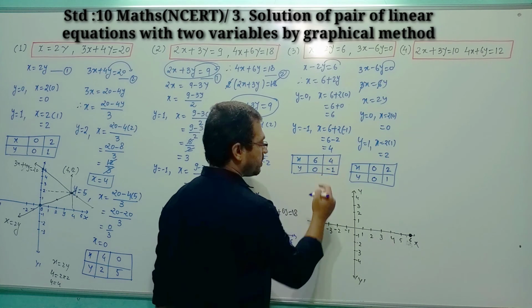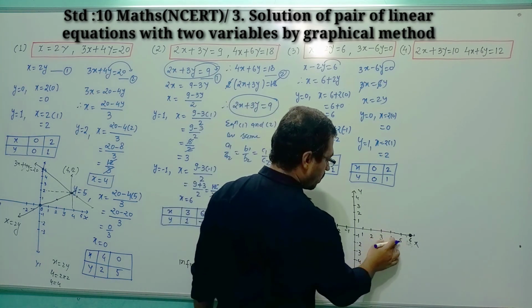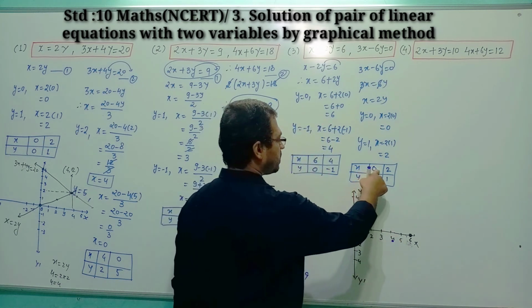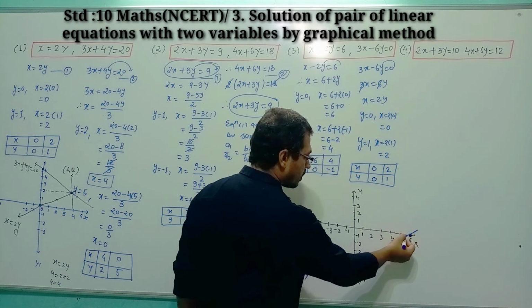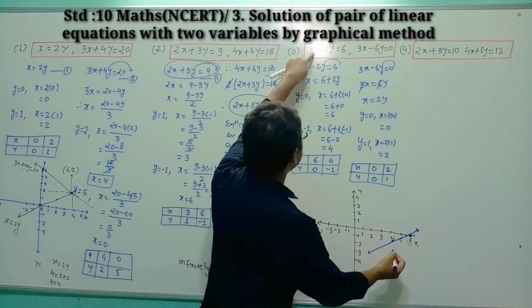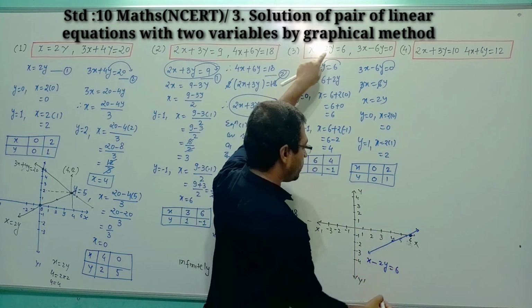Now x is 4, y is minus 1. X is 4, y is minus 1. It will come downward. It means the fourth quadrant. So we can plot this line in this way. So this is x minus 2y is equal to 6.